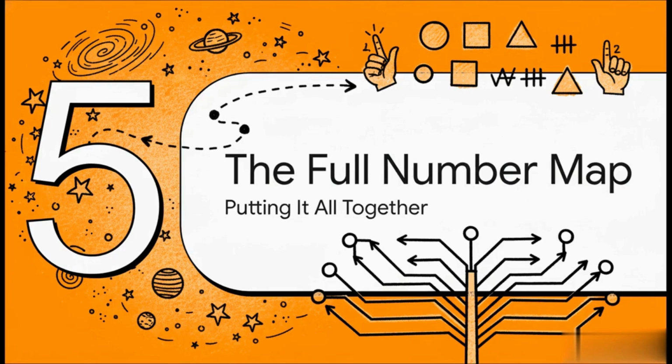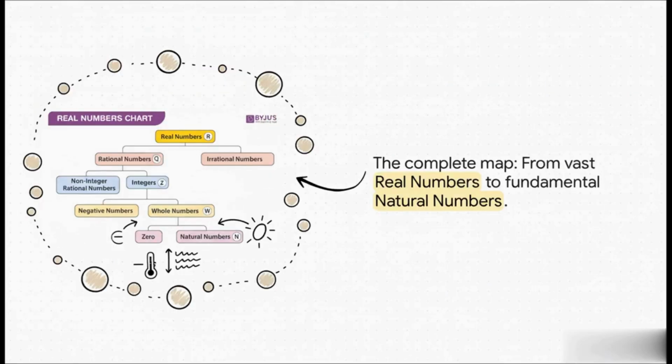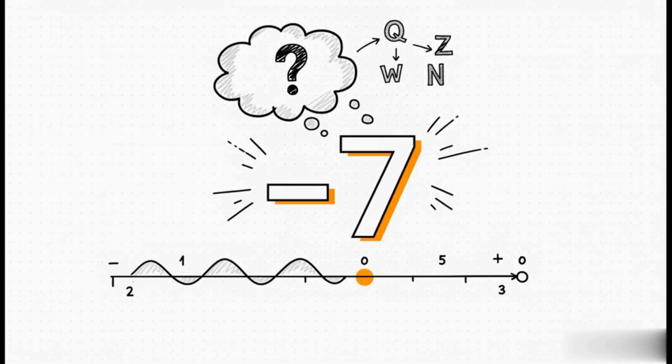Let's pull the camera back now and look at the complete map we've just built. And there it is. From that huge concept of all real numbers down to the simple act of counting, everything has a logical place. It's this perfect, nested hierarchy that brings a beautiful sense of order to the entire world of numbers. Okay, time for a little test.